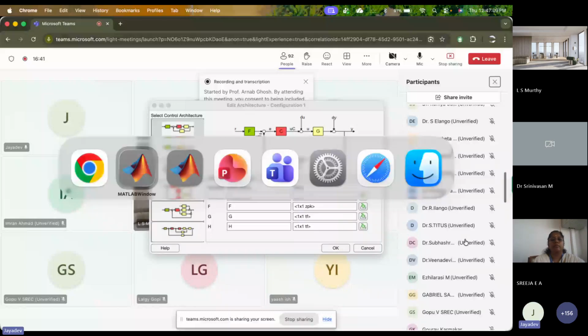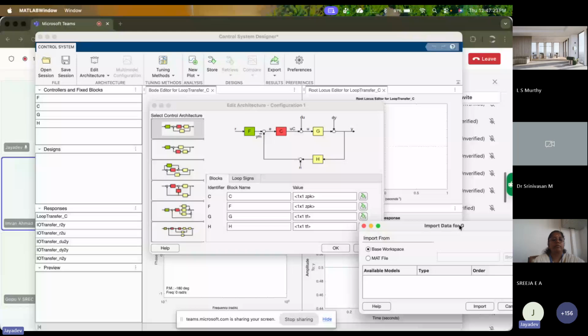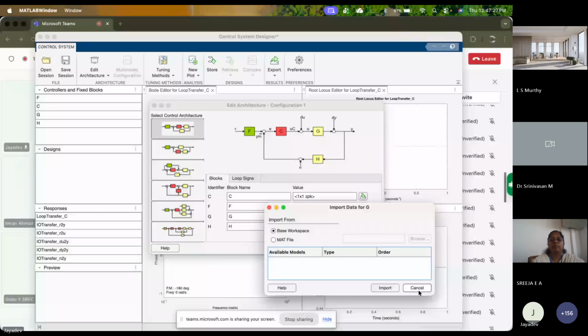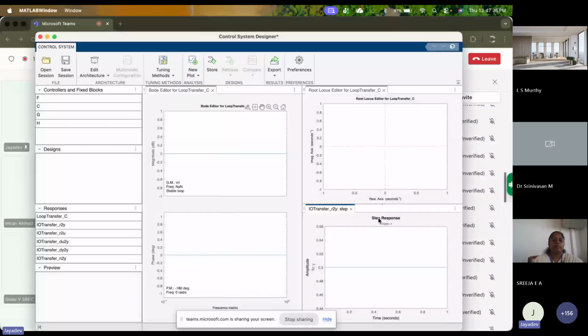So in terms of G, you can import your converter transfer function here. Once it is in your workspace, it will show here. Then you can directly import it here and click OK. Then it will automatically show the step response, root locus, Bode plot, and the frequency response. It's better. I'll import.